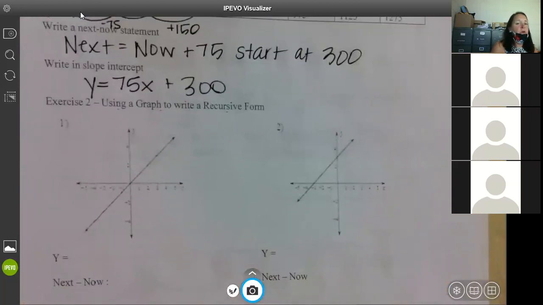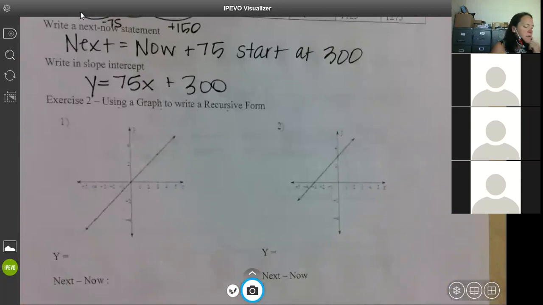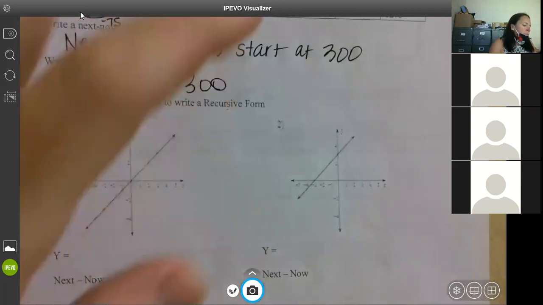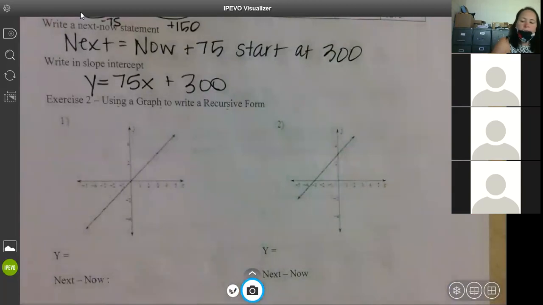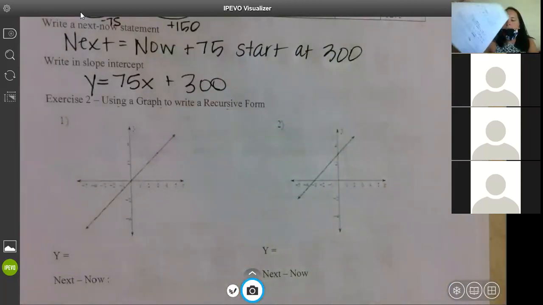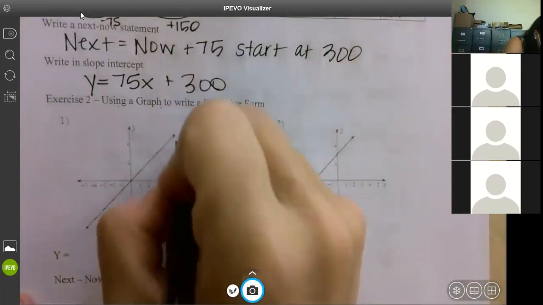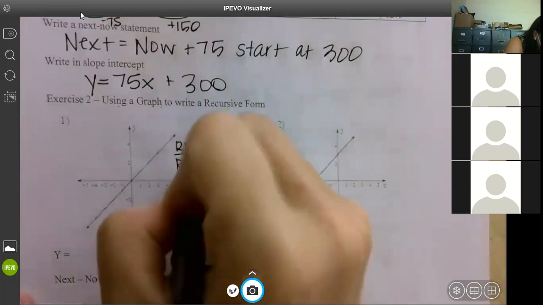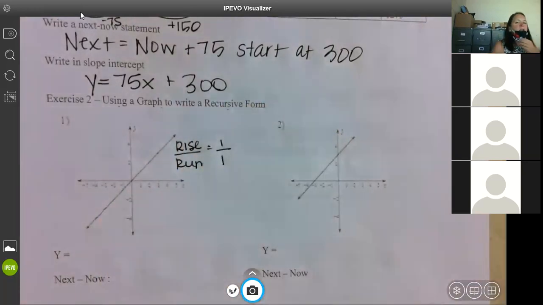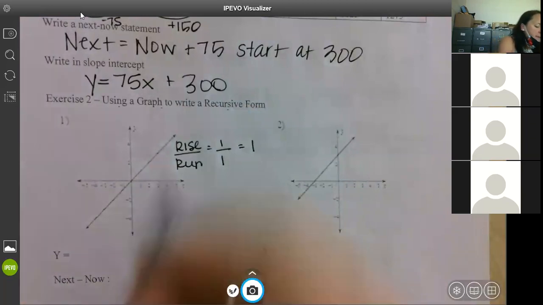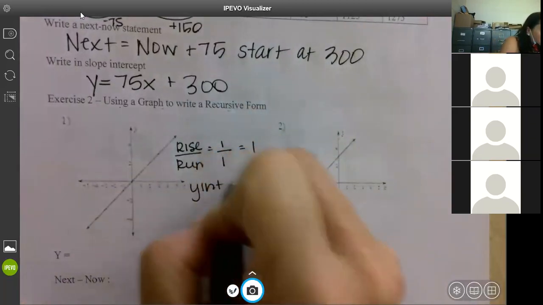All right, so now we have some graphs, and we know how to find them from graphs. How do we find our slope on a graph? Rise over run. I'm going to go ahead and tell you, just in case you can't see them, that your rise is 1 and your run is 1. Is this graph positive? Yes, so your slope is positive 1. Very good. Where did we start this graph, or where does it cross the y-axis? 0. Perfect.